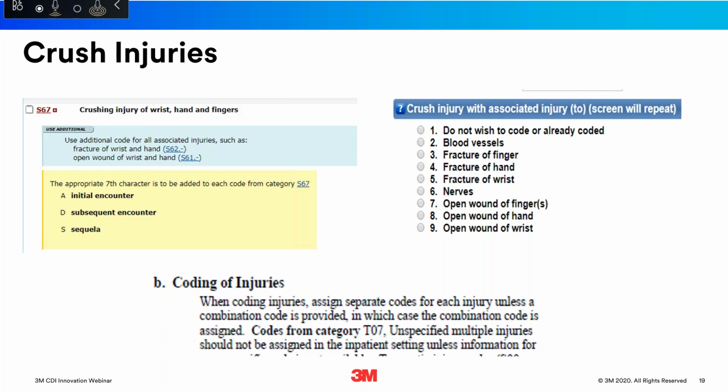If the physician says the patient has a crush injury with a laceration or a crush injury with a fracture, then you're going to report a category S67 code first, and then per the use additional code notes here, you would also code the fracture or the open wound as appropriate. So it's going to take 2 codes to report those crushing injuries. And your S67, your crush injury code, is always going to be your primary code in this case.